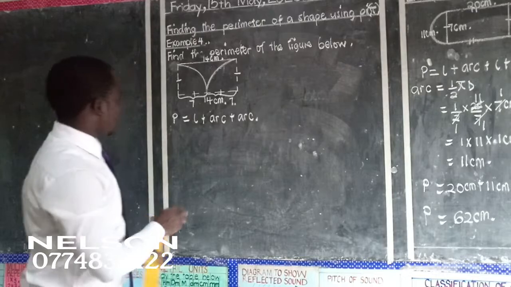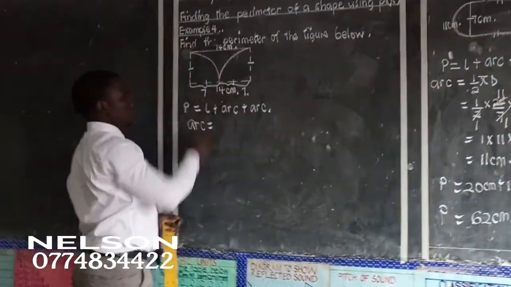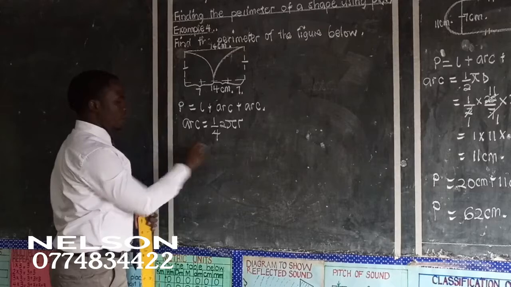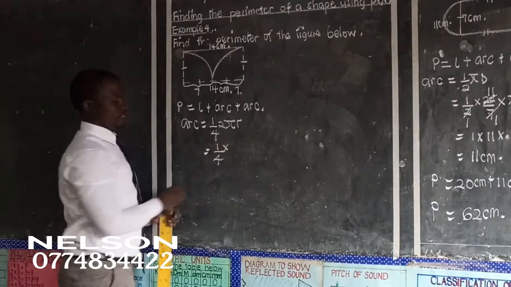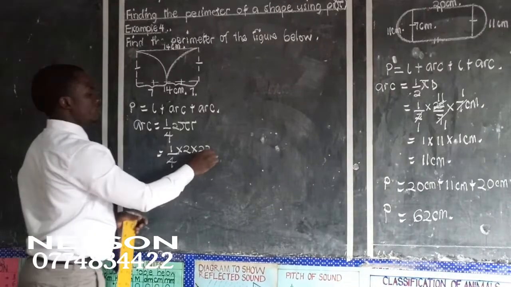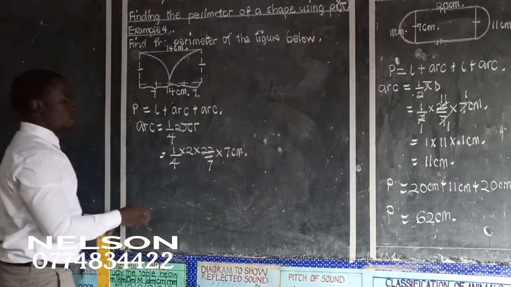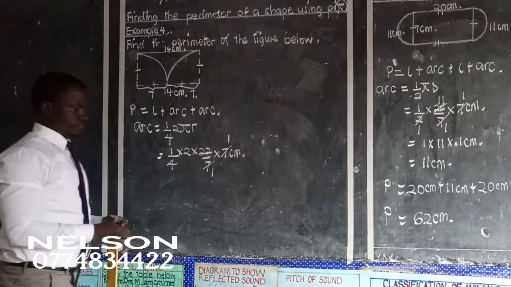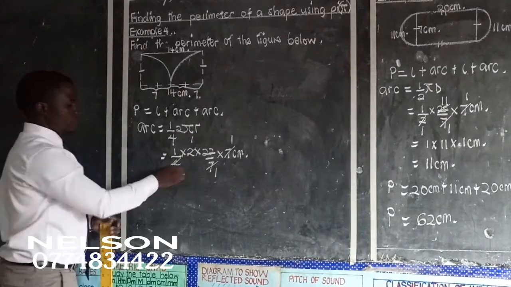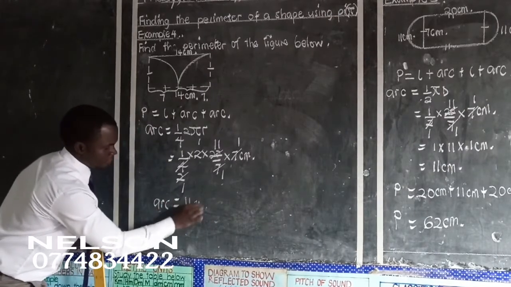And here we shall say our arc equals, just get the arc for one quadrant, this one here, by saying this arc equals a quarter times 2 pi r. And here we shall continue and say a quarter times 2 times 22 over 7 times the radius, which we said is 7 centimeters. By seven once. So here we also say by two, here we shall have two. By two, we shall have one. By two once, by two we shall have 11. So our arc here equals 11 centimeters.